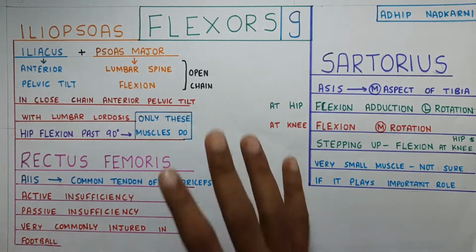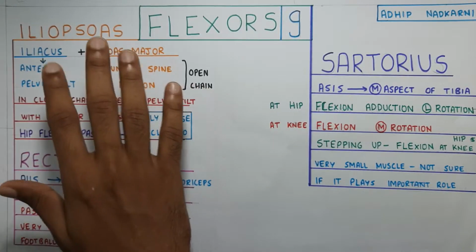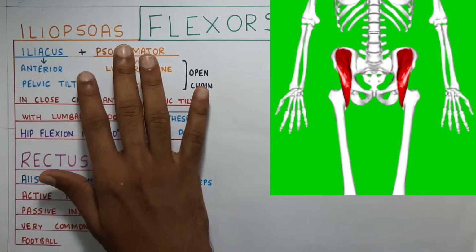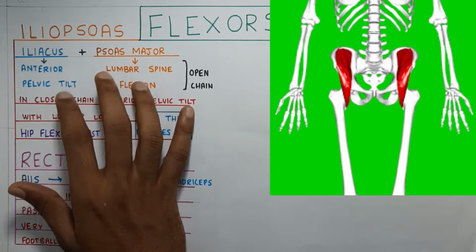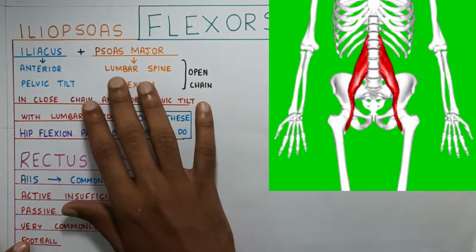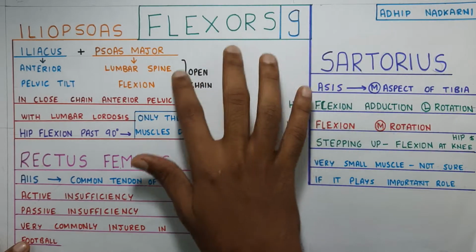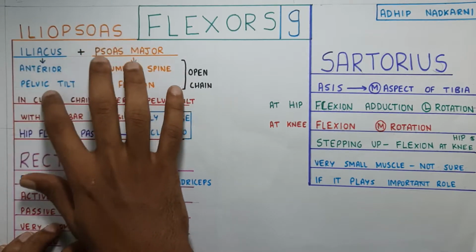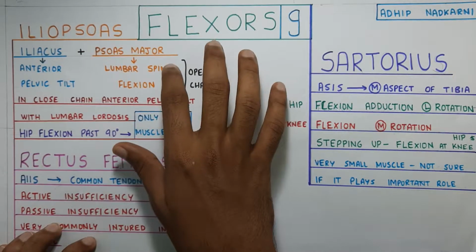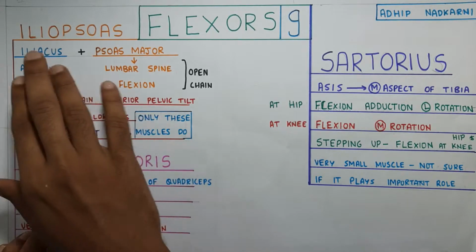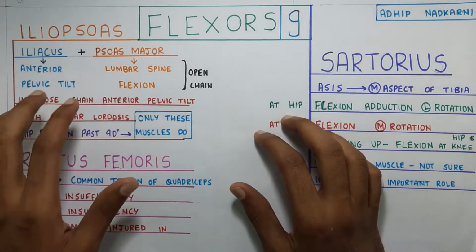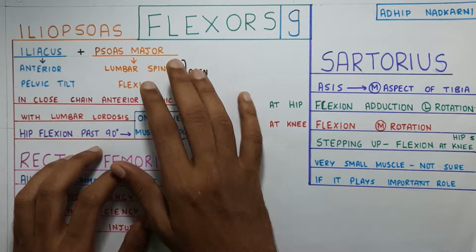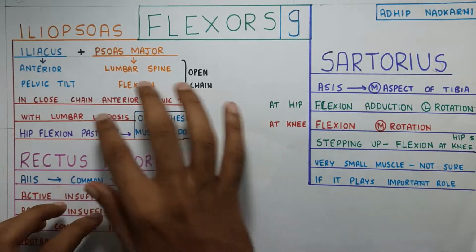The first muscle that we are going to look at is the iliopsoas, which can be divided into Iliacus and psoas major. The function of Iliacus is anterior pelvic tilt, whereas the function of psoas major is lumbar spine flexion in open kinematic chain. This is very important. The reason why Iliacus acts on the pelvis and psoas major acts on the lumbar spine is because of their attachment. Your Iliacus attaches to the iliac fossa, whereas the psoas major attaches to the vertebral bodies and also the discs, right? So let us see where their attachment is.